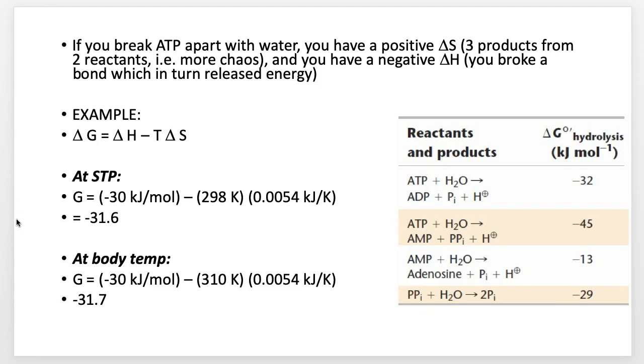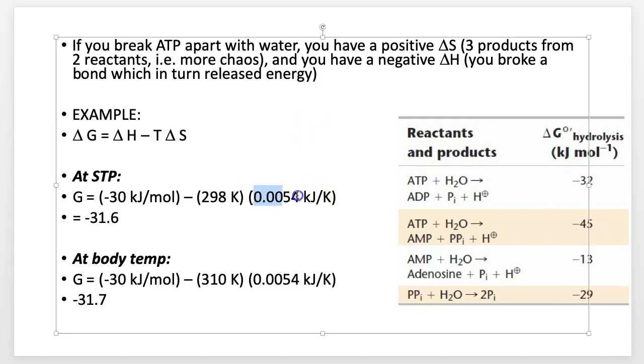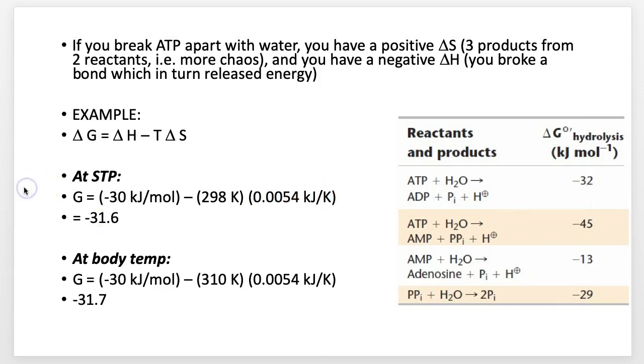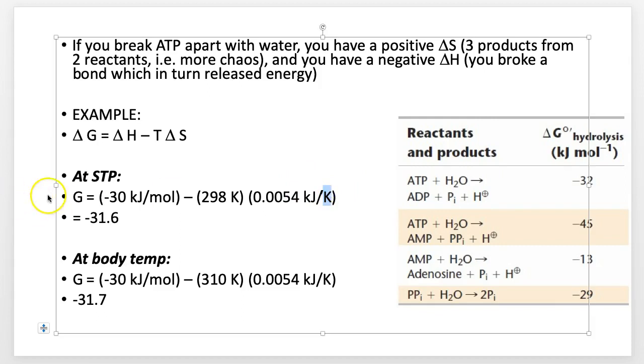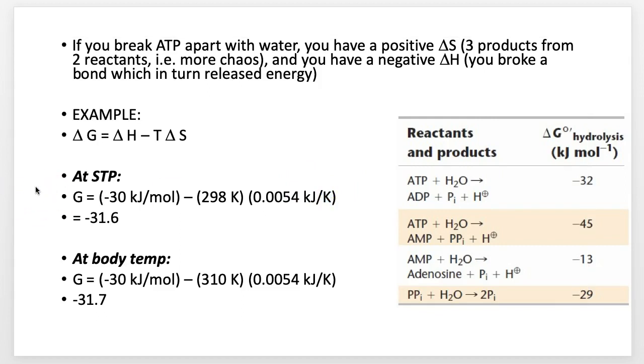It turns out that's actually a really, really small number. Your chaos, think about the chaos of the universe compared to the chaos that's happening in one single reaction. Your chaos is really small, and that's what we see. It's incredibly small. It's 0.0054 kilojoules per Kelvin. Okay, so Kelvin is the temperature scale that we have to use for these equations. It's just what we have to use. And then, okay, so that's really small.